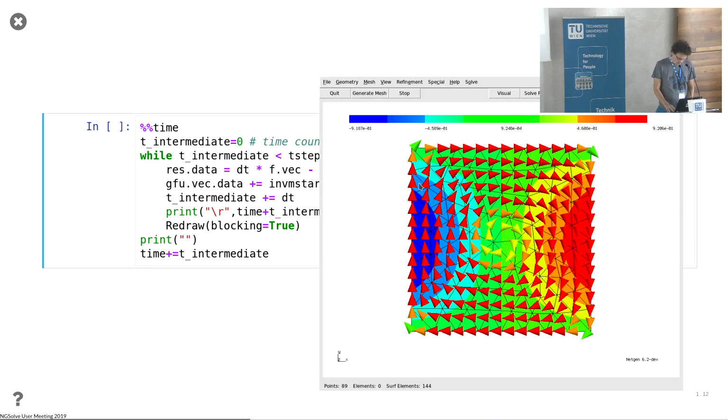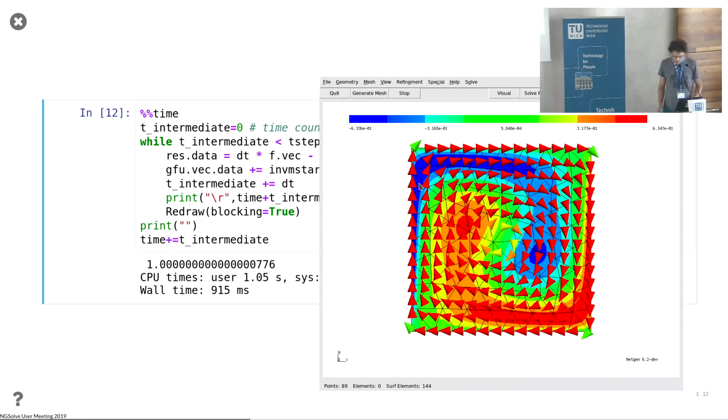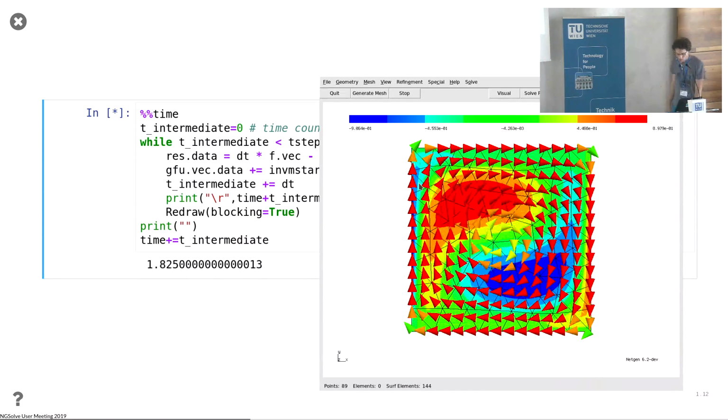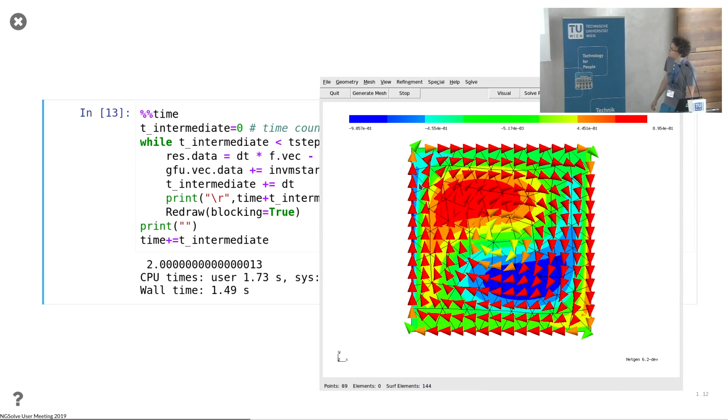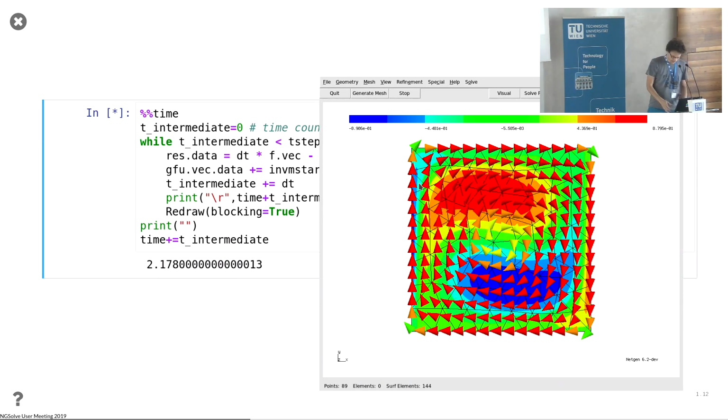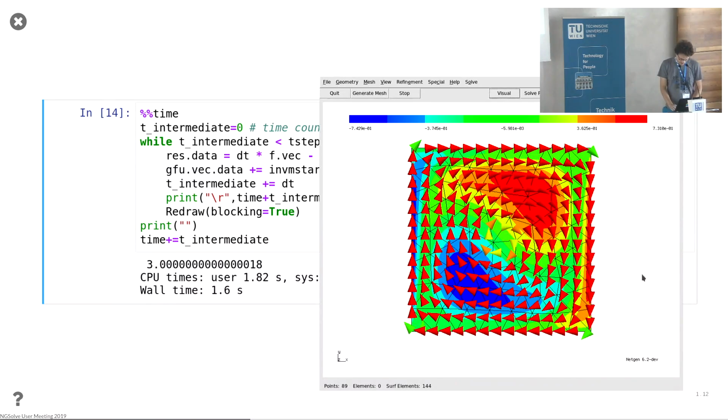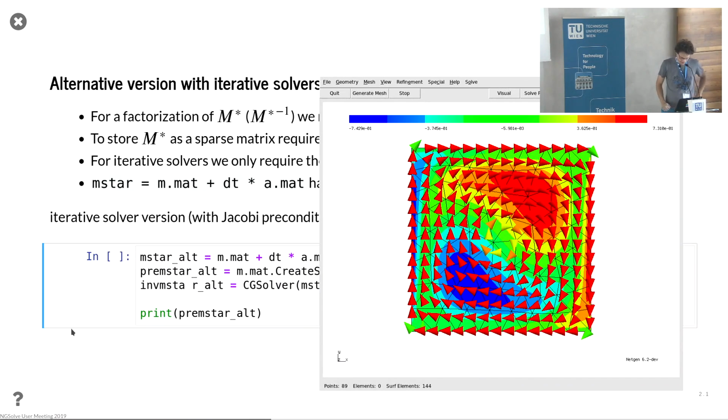Okay, so if we execute this, this is the evolution for a few time steps, where you can see how, due to the boundary conditions and the source that we prescribe, there are some nice pictures, essentially, coming from those initial values.